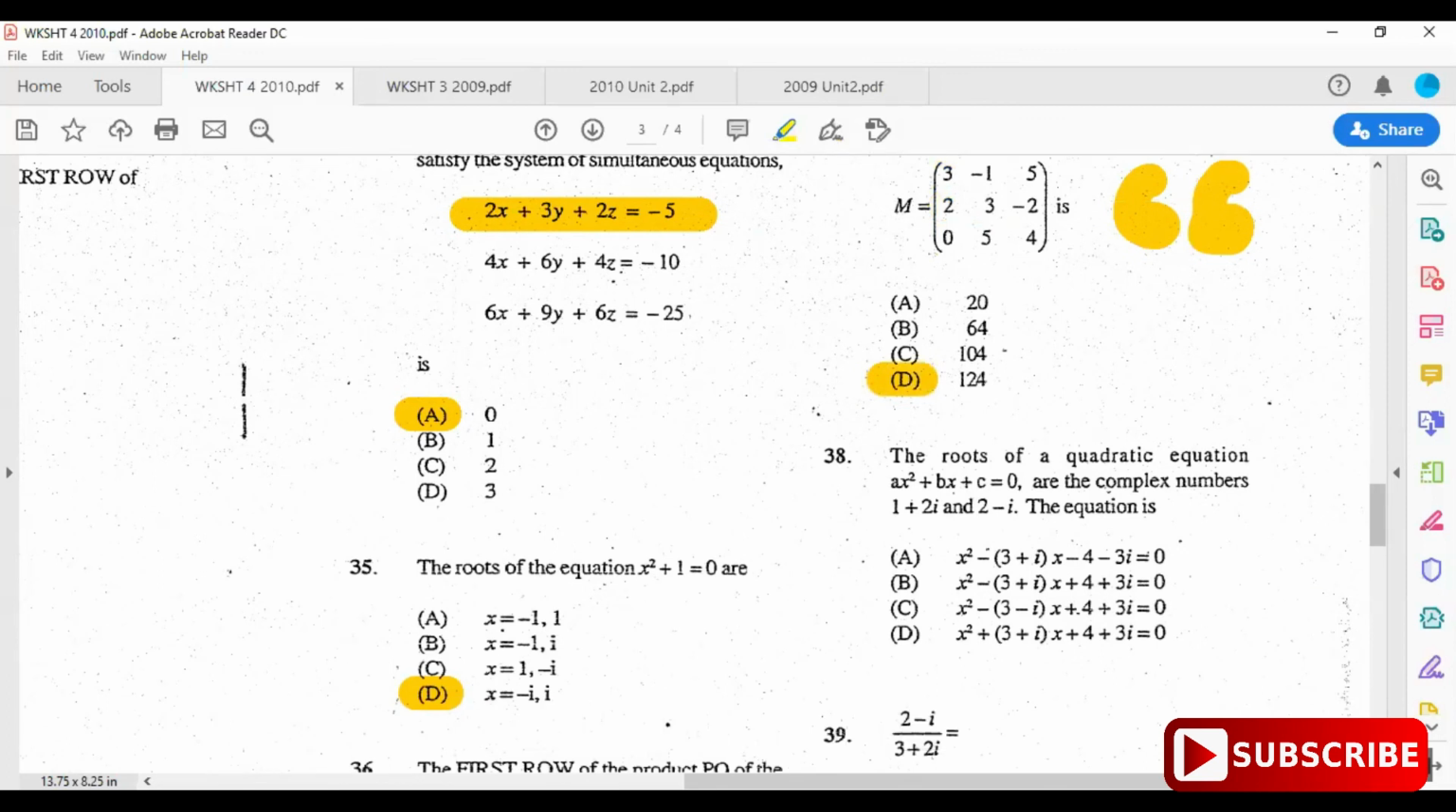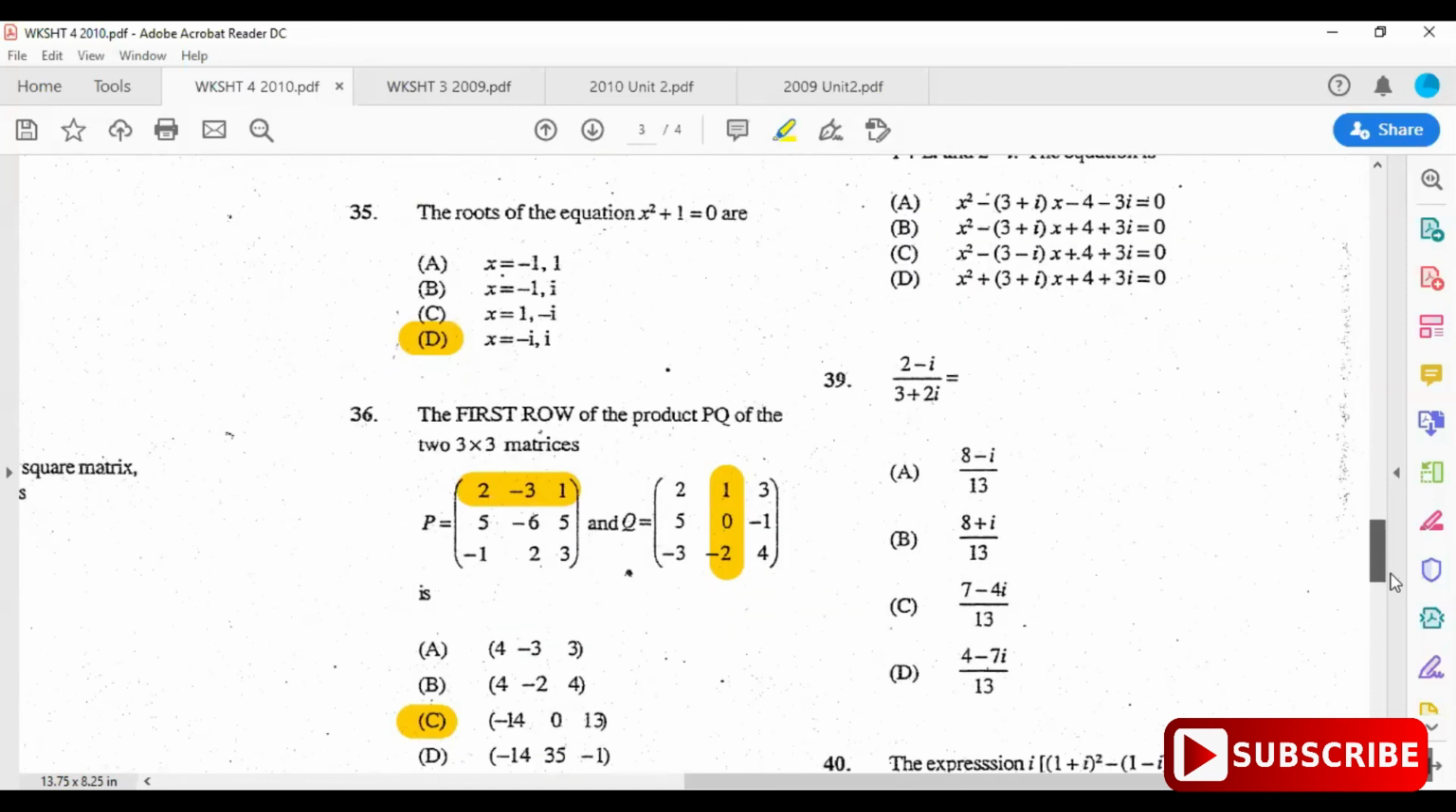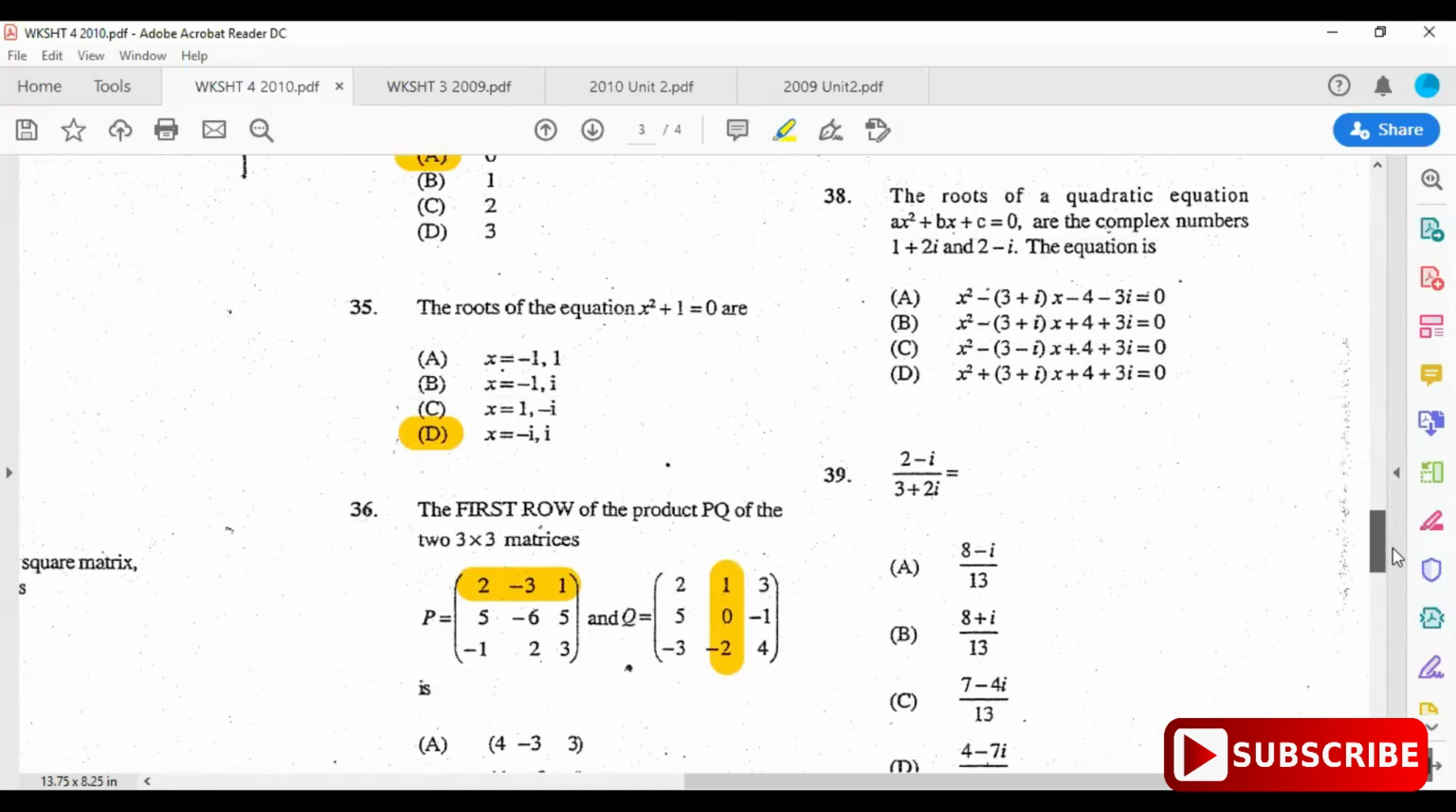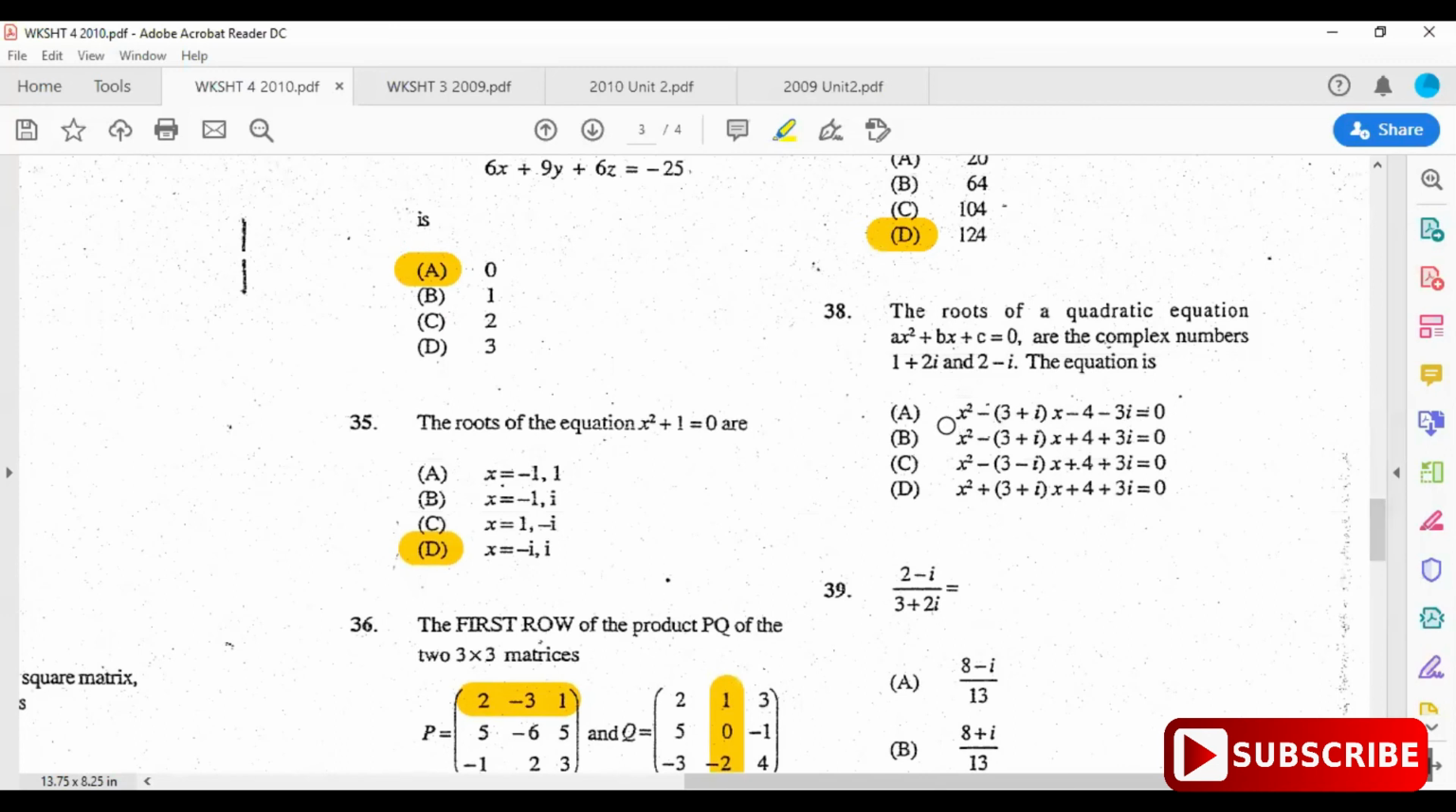Now, they ask us the roots of a quadratic equation ax squared plus bx plus c. So what was number 36? That was c. All right. So first and foremost, we can always write a quadratic equation in the form x squared minus the sum of the roots plus the product of the roots. Clearly, the sum of the roots would be 3 plus i.